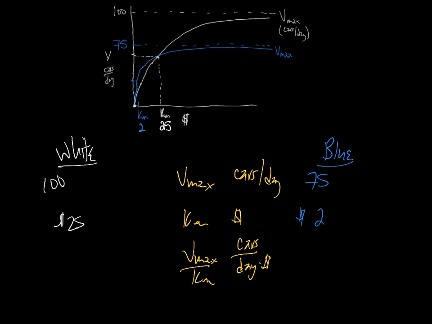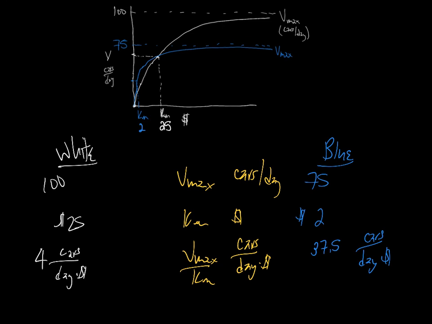This is where the Vmax over Km comes into effect. You take 100 and you divide it by 25, you get 4. That literally means that this car company can make 4 cars per day per dollar. This one would be 75 divided by 2. 75 divided by 2 is 37.5. So they can make 37.5 cars per day per dollar. Which one is the best car company? The better car company, I should say. Correct.